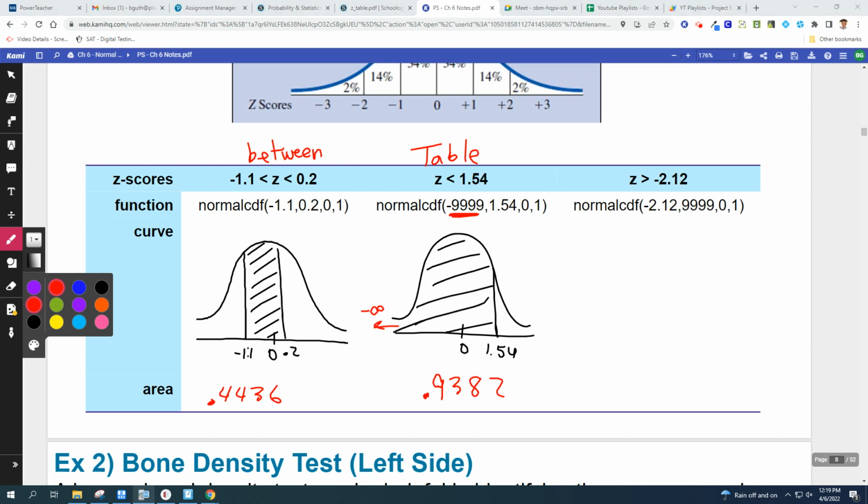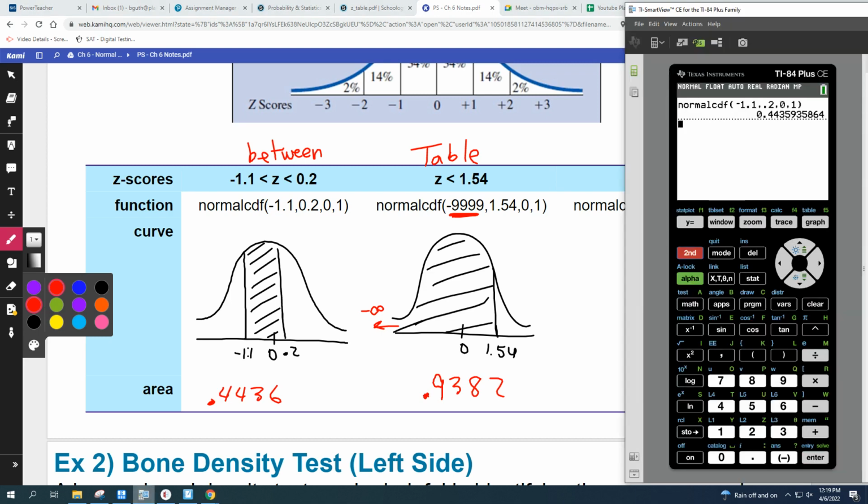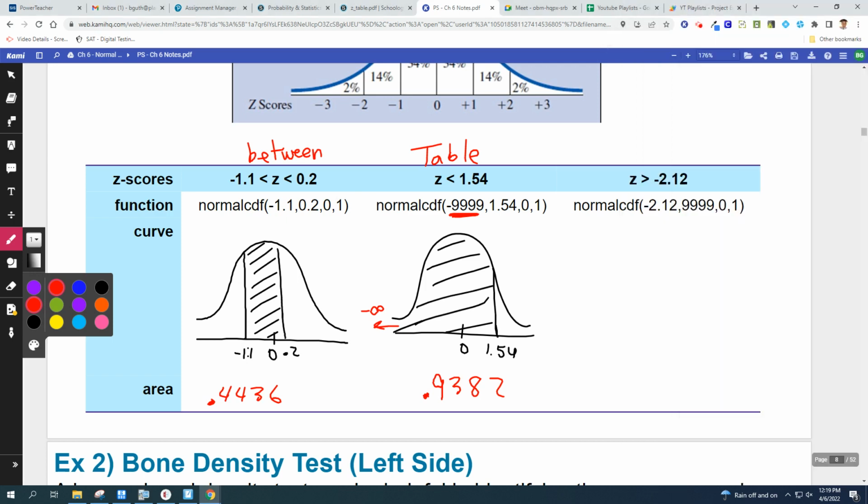All right, so I'm going to do the same thing with my calculator. I go into second vars, normal CDF, oops, not normal PDF, normal CDF, and this negative 1E99, that's something that's really, really negative. So that's the same thing as negative 9999, 1.54, paste it in, 0.9382. Okay, so this does exactly the same thing as the table.